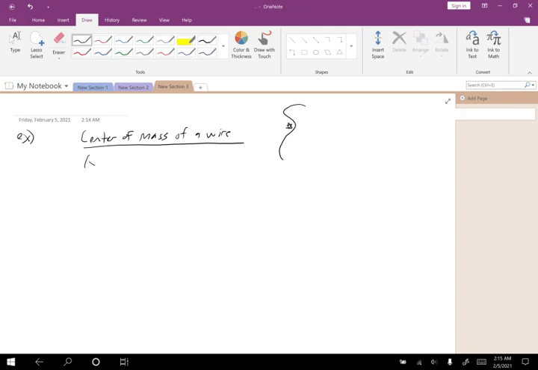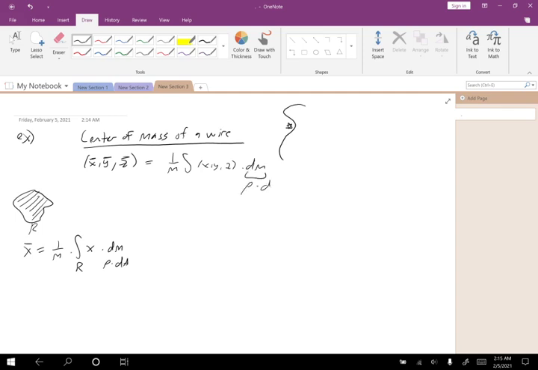In general, it's very similar to how you do the center of mass of a region, right? Because if we have some region, then x bar will just be 1 over the mass times the integral of x times dm. And this, of course, is our density times dA. So it'll be the exact same thing. We integrate x, y, or z times dm, and in this case, our dm is just our density times the arc length. Okay? Let's see an example of how to do this.